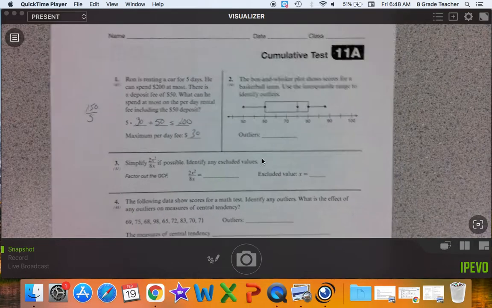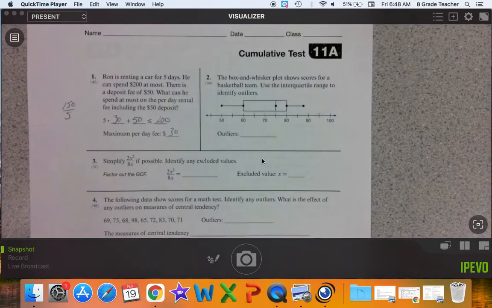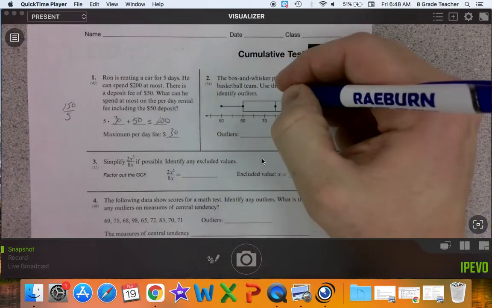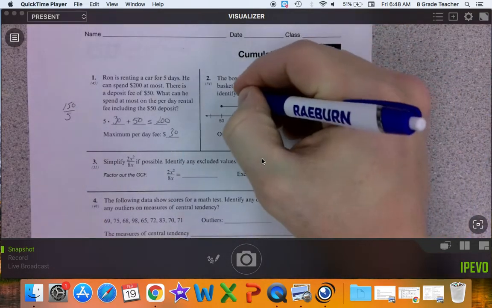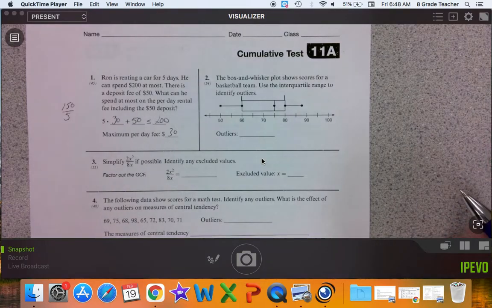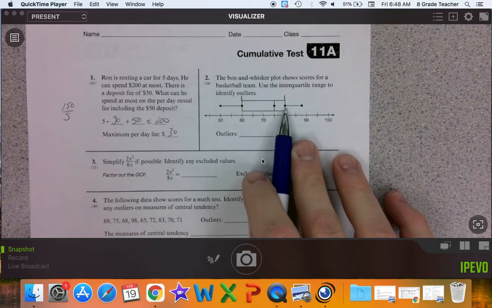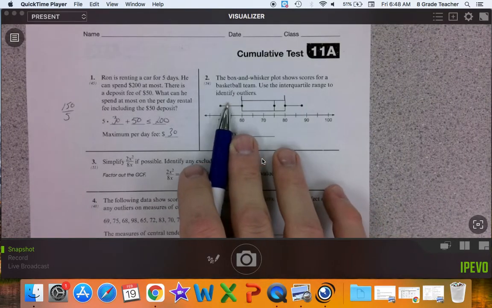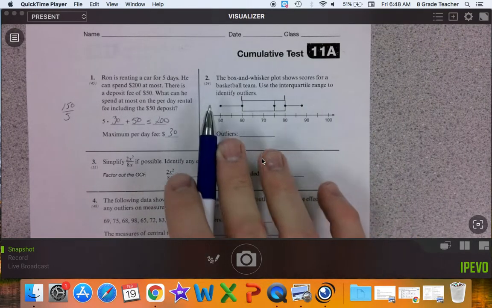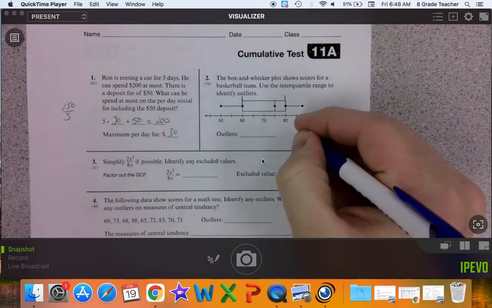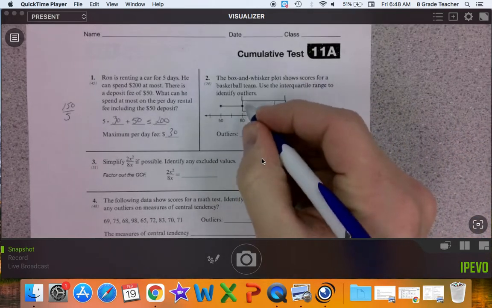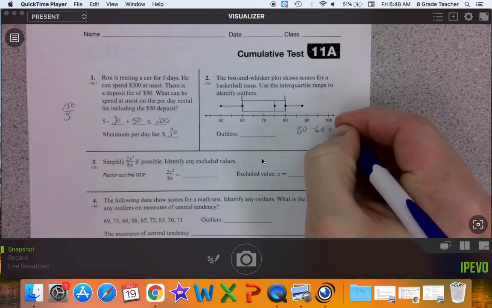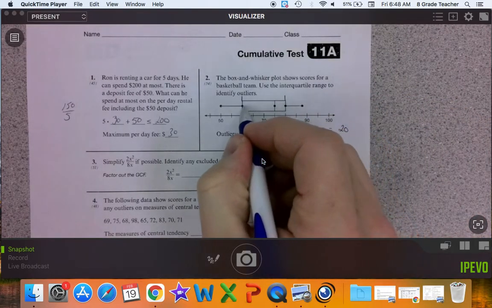Number two, the box and whisker plot shows scores of a basketball team. Use the interquartile range to identify outliers. Remember the IQR, the interquartile range, is this value, Q3, subtracted from this value, Q1, and then you're going to look to see if there's a value that extends beyond what we consider the outlier range for a number that's too big or too small. Well, Q3 here is 80 and Q1 right here is 60, so you subtract those to find the IQR, which is 20. So there's a 20 range here.